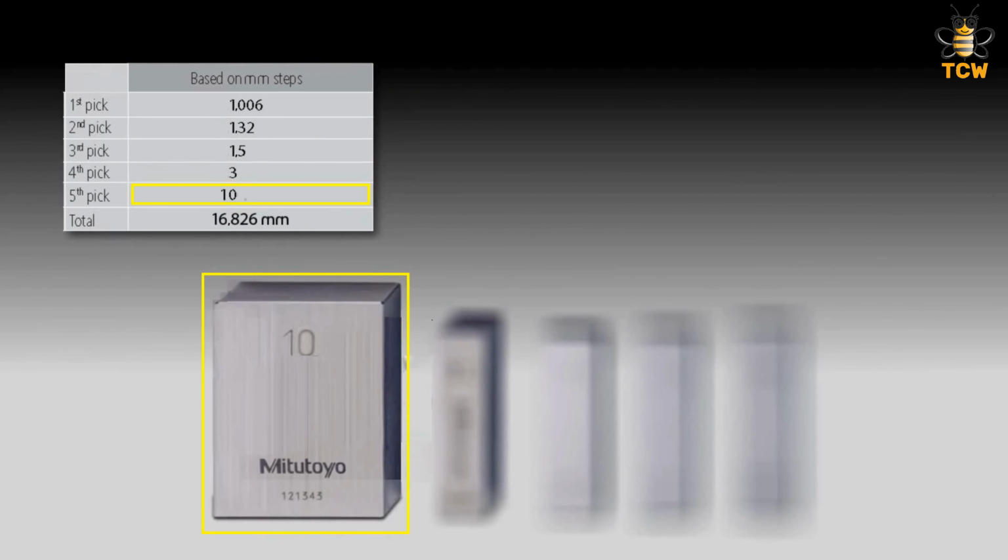The fifth gauge block is chosen with a value of 10 mm. This value represents the number of tens in the gauge block arrangement. The sum of the lengths of these 5 gauge blocks results in a height of 16.826 mm.